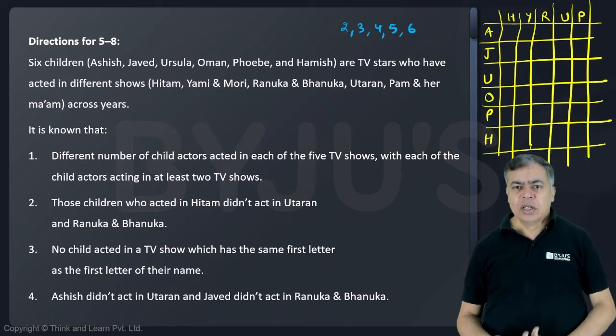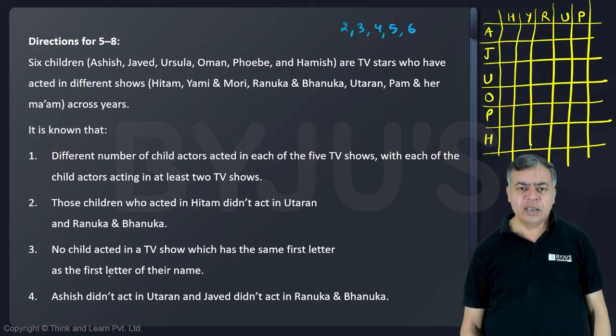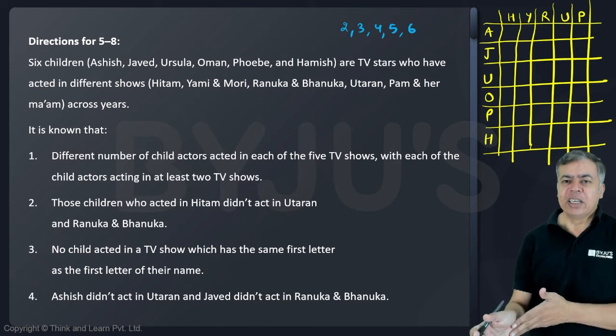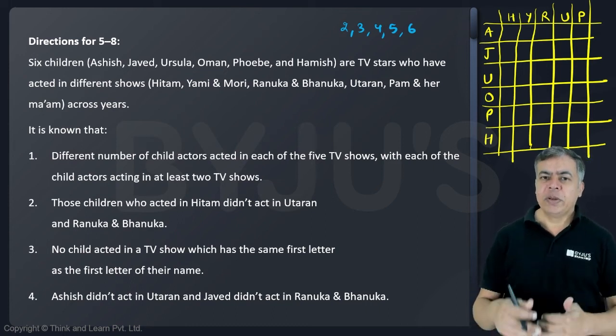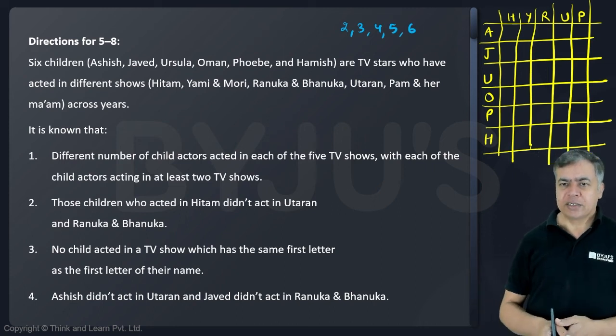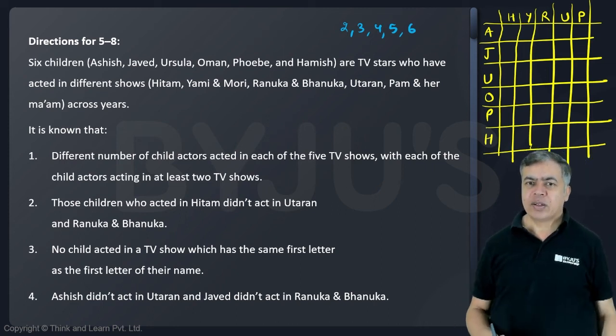Rather, here in the additional information, the correct wording should be that each TV show must have at least 2 child actors. The reverse of the one that says each child actor acts in at least 2 TV shows. It should be vice versa also, that each TV show must have 2 child actors. That should be the condition here.